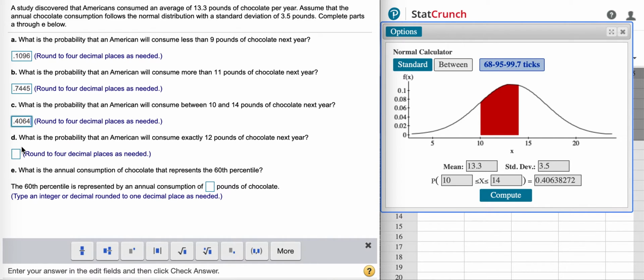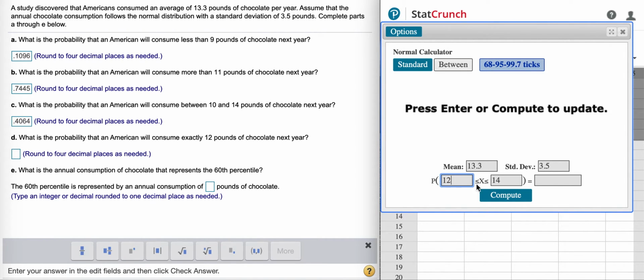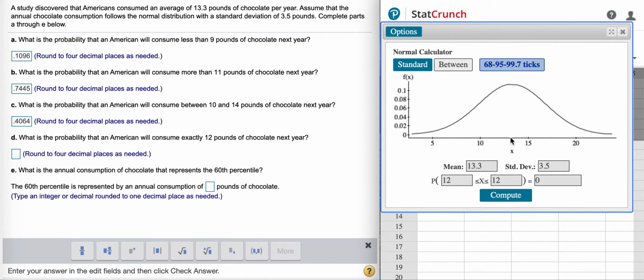The last probability, what is the probability that an American will consume exactly 12 pounds? Well, here we don't really have this option. You could do between 12 and 12. And you get 0 because if you think about it, right at 12, there's this line that's so thin it has no area, and thus there's no probability that's assigned by this distribution. So the answer to exactly anything in a normal distribution would be 0.